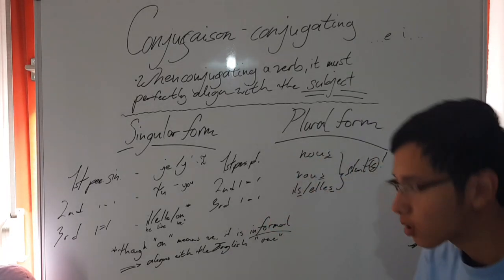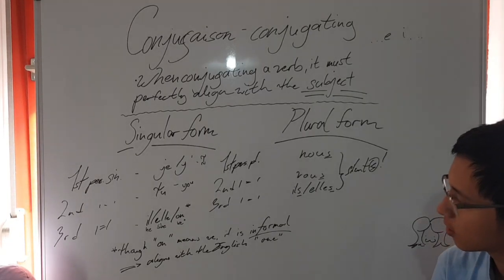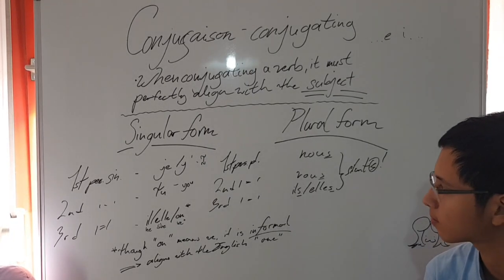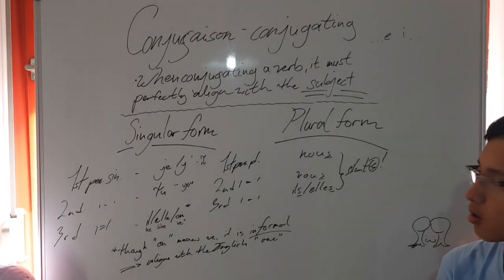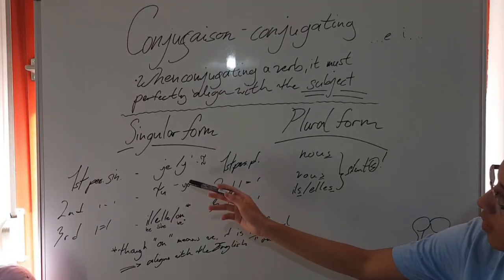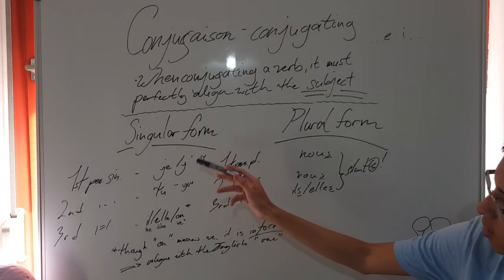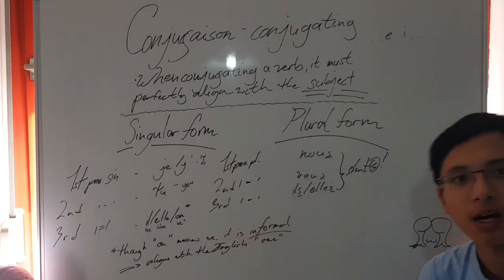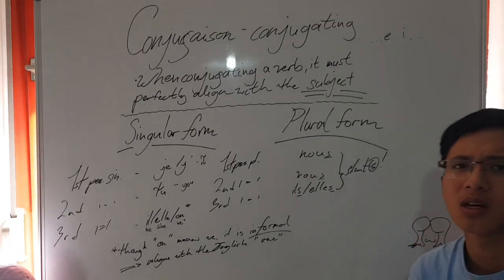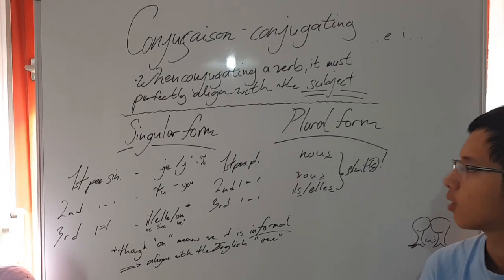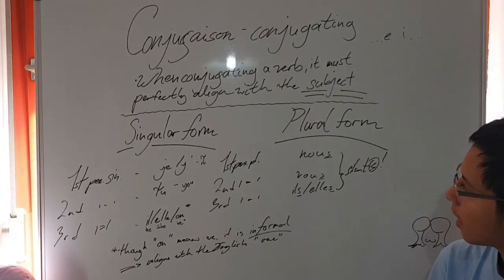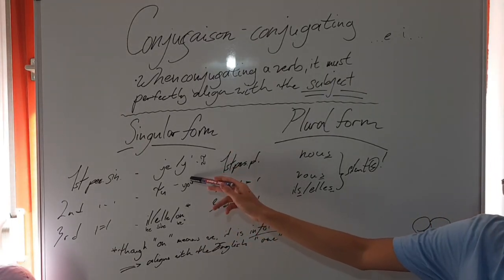Now for singular, we have three types. The first person singular, second person singular, and third person singular. Now for the first person singular, you have je, which means I. As you may have noticed, I've also written a J with an apostrophe. That's because in French there are some verbs that start with a vowel. For example, avoir, écrire, or ouvrir, and that's why it's here.